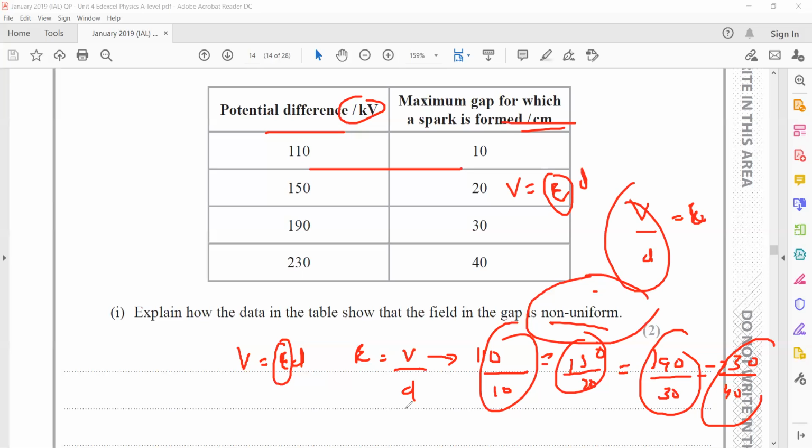So you get 1 mark for comparing the results, like getting the answers, and the second mark for the reasoning: the ratio is not constant, so it is not directly proportional. So the electric field is non-uniform between the plates.